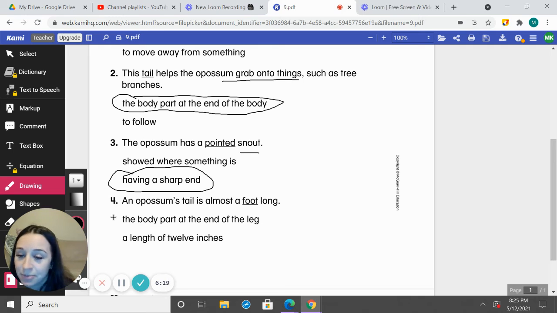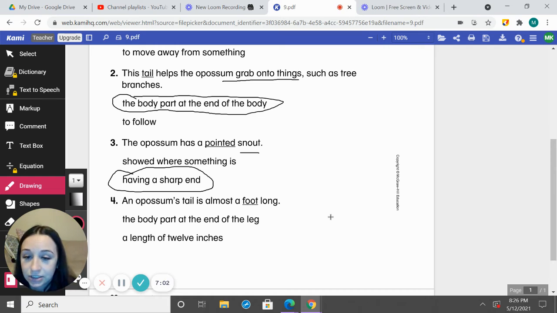All right, number 4, we're going to do the same thing. An opossum's tail is almost a foot long. So, answer number 1, the body part at the end of the leg. So, talking about your foot. That's 1. Or 2, is it talking about a length of 12 inches? Like that's how long it is, right? So if I say it's a foot long, I'm talking about measurement. So 1, the body part at the end of the leg, or 2, a length of 12 inches.